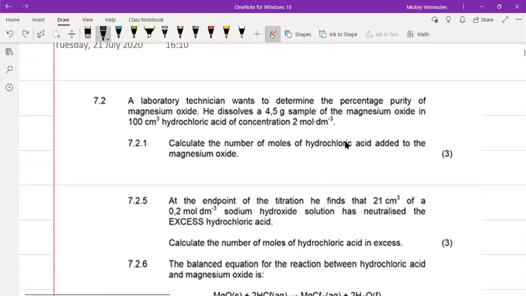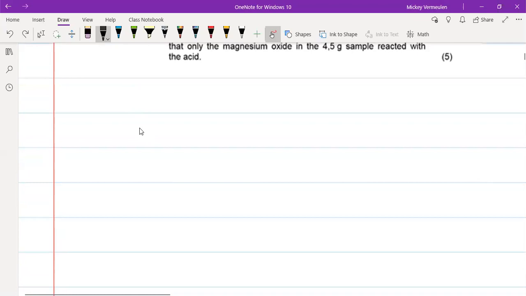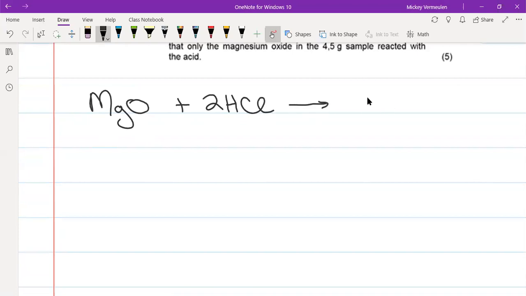So the first thing I'm going to do is I'm going to write down this initial reaction. All right, so let's start there. Again, luckily this is given, so it makes our lives slightly easier. So we're going to have magnesium oxide, and it reacts with hydrochloric acid, and it forms magnesium chloride and water. Right, so that is the first reaction, and this is the first step.